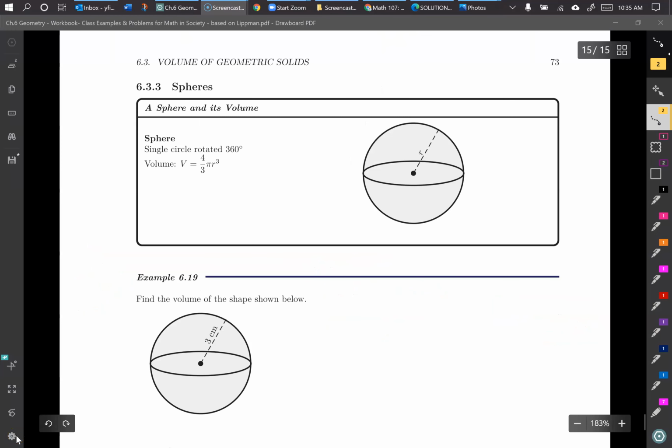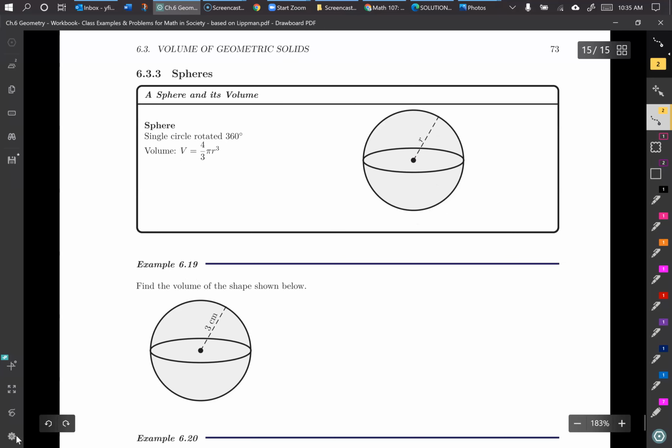Next, we're going to look at the sphere and its volume. So a sphere is a single circle rotated 360 degrees. So it's just filling all that space like a ball. And the volume would be V equals 4/3 pi r cubed. So as long as you know what the values are, you can pop it in there.